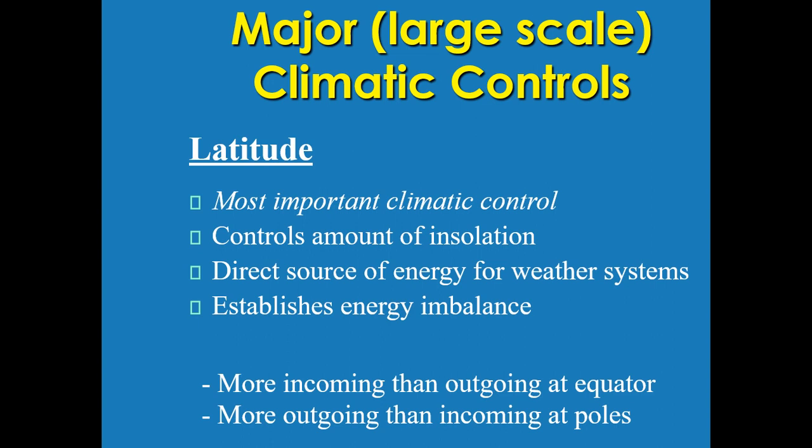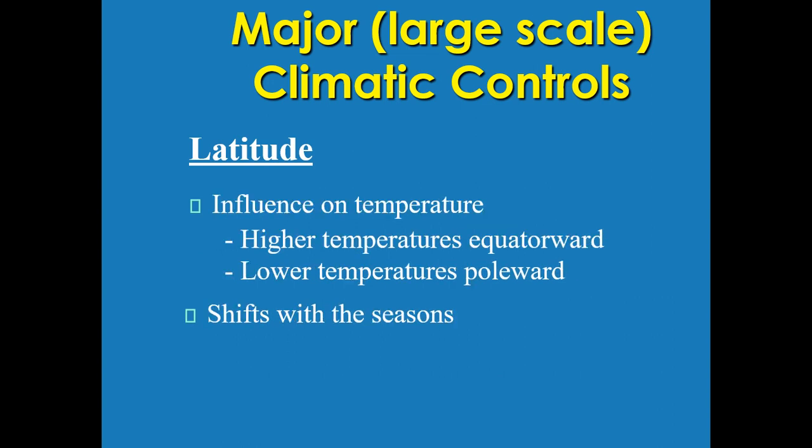Latitude also establishes what's known as energy imbalance, as the equatorial areas receive much more incoming solar radiation as compared to outgoing long-wave radiation. So there's more incoming radiation, or more energy being received, around the equator as compared to the polar areas, where we see more outgoing long-wave radiation as opposed to incoming solar radiation. So latitude plays a major role in determining an area's climate or average weather.